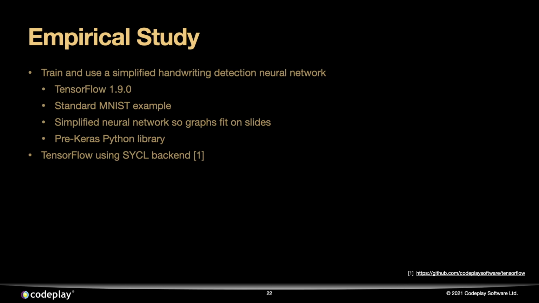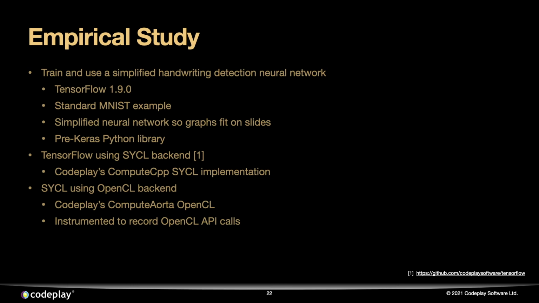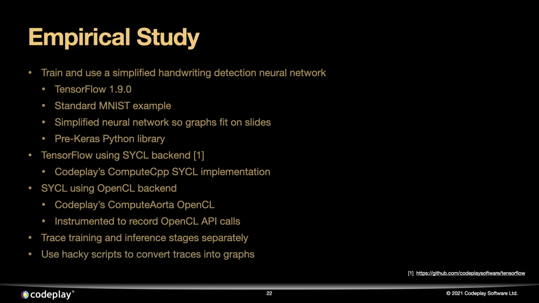I'm using TensorFlow with the SYCL backend, and I'm using the Compute CPP SYCL implementation. I'm using SYCL with the OpenCL backend, and I'm using the ComputeAorta OpenCL implementation. And since I have access to the ComputeAorta source code, what I did was I instrumented OpenCL API calls. And that meant I was able to trace the training and inference stages of using this neural network. And then with these traces, I have some scripts that convert them into graphs.